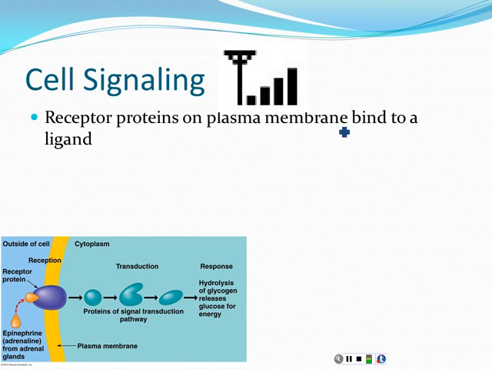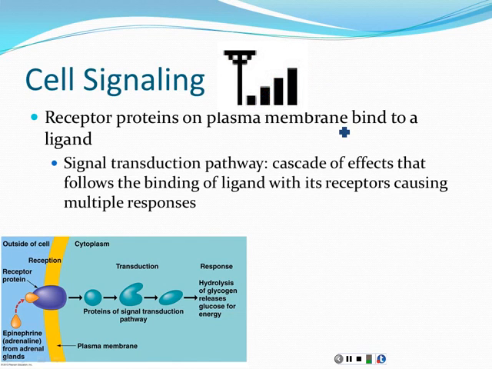Okay, we're changing subject to talk about cell signaling. There are receptors on the plasma membrane that bind to a specific ligand. In this particular case, we have epinephrine as the ligand, and here's the receptor on the plasma membrane. Once epinephrine binds to this adrenal receptor, that's going to cause the signal transduction pathway to occur.